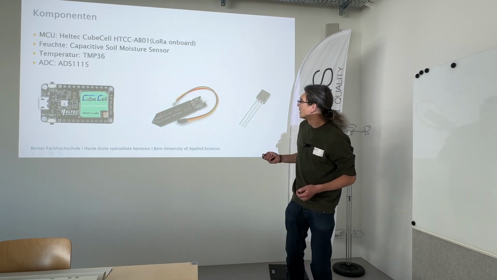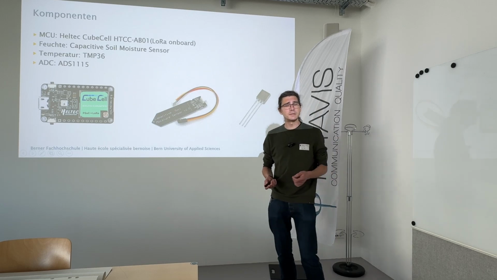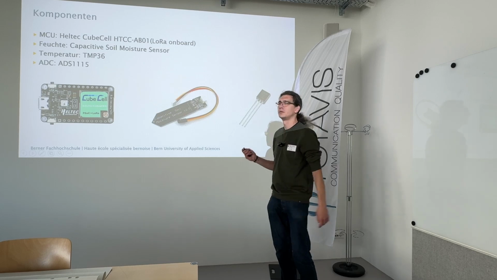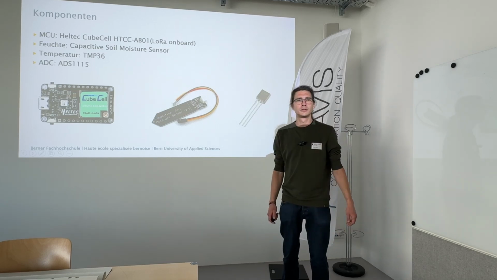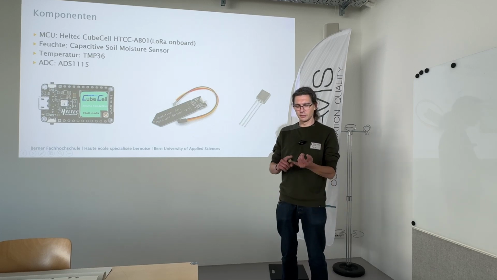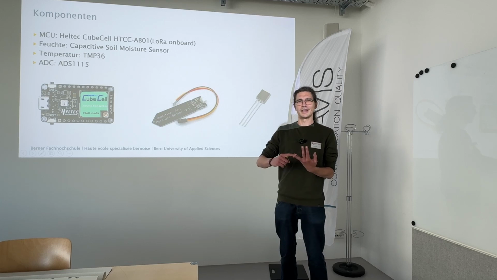Then for the soil moisture, we use these cheap capacitive sensors. The advantage of those is they're like 50 cents a piece or something like that if you buy them in bulk in particular. The disadvantage is you have to calibrate every single one of those. And you have to calibrate them for moisture levels and for all the soils that you need. So I actually figured out during the project how much of a mess soil moisture actually is.